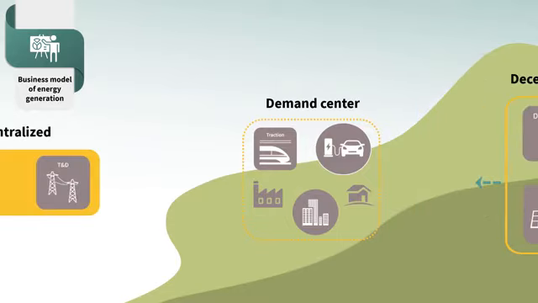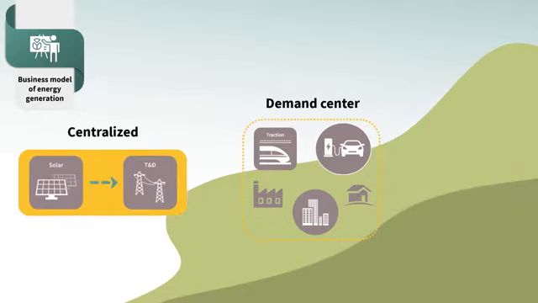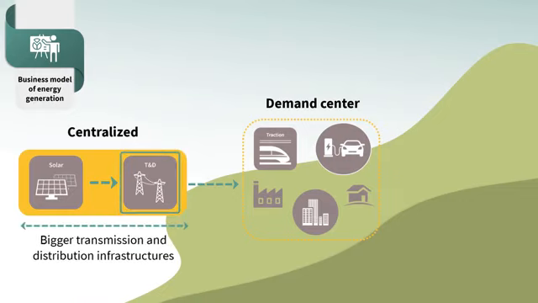On the other hand, when the energy generation is centralized, it is produced by a few bigger power plants, distant from the demand center, and is higher than 5 megawatt. Since this type of energy generation requires bigger power plants and space is a big constraint in cities, the obvious choice is to put them in a remote location. This, by consequence, requires bigger transmission and distribution infrastructures.